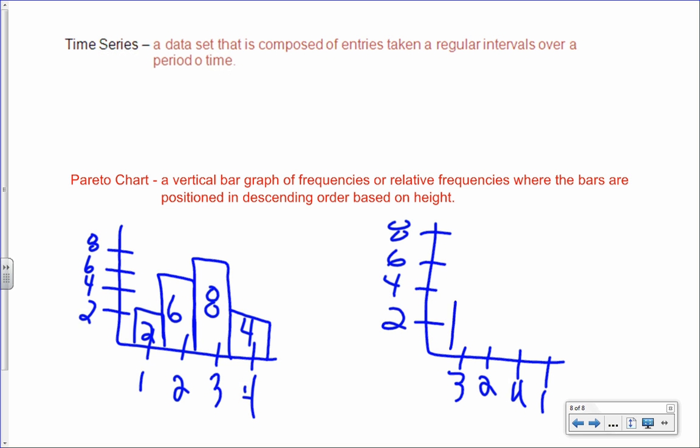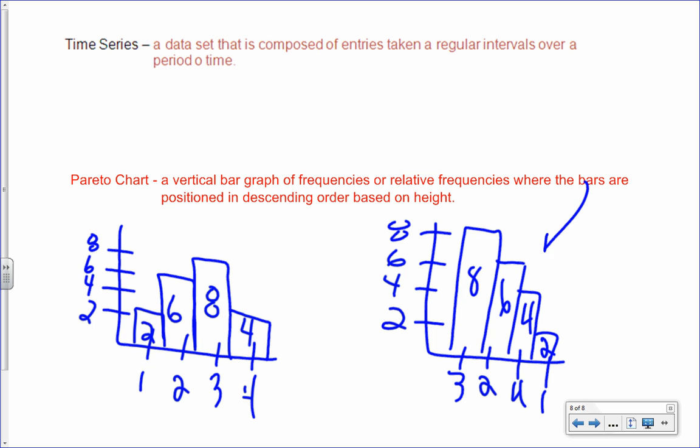So 3, then you would just go and make the same thing. You would just go up to 8, right? And then for 2, you'd go up to 6. 4, you'd go up to 4, and 2, right? So that's the Pareto right here.